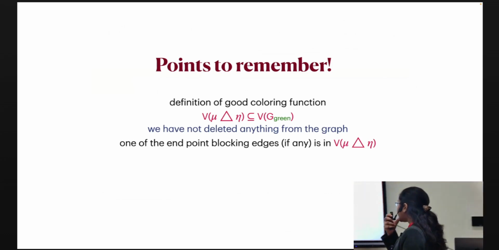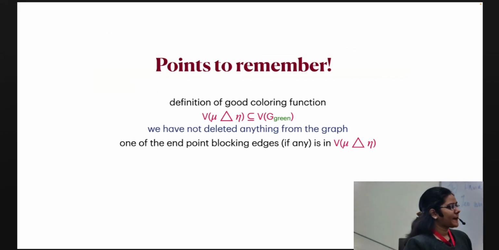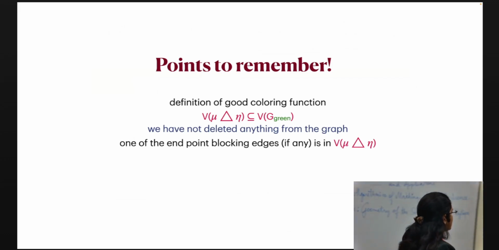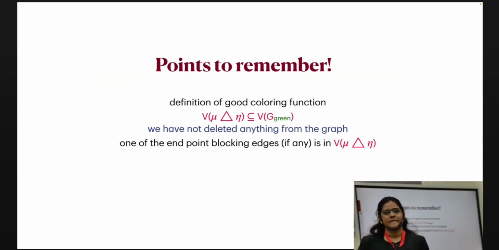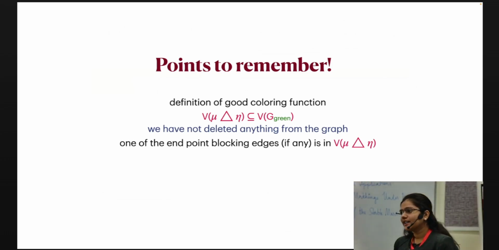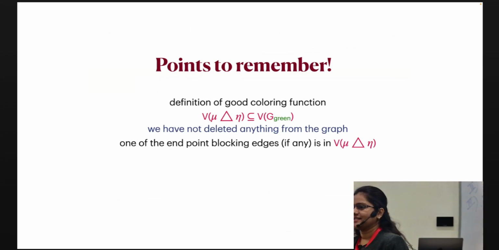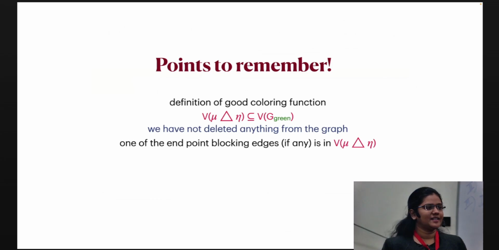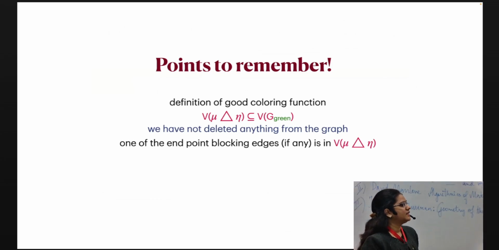One of the endpoints of blocking edges is in symmetric difference. Tell me why? Because if it is not, then mu was also not a stable matching. Yes or no?